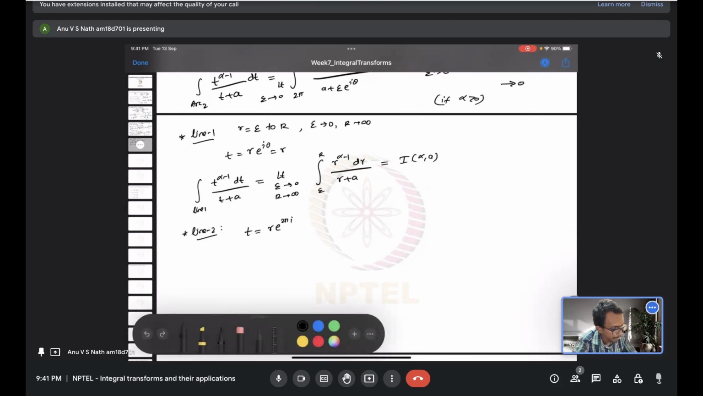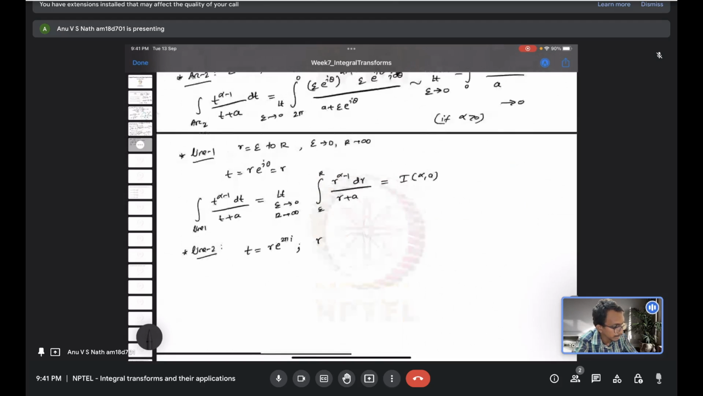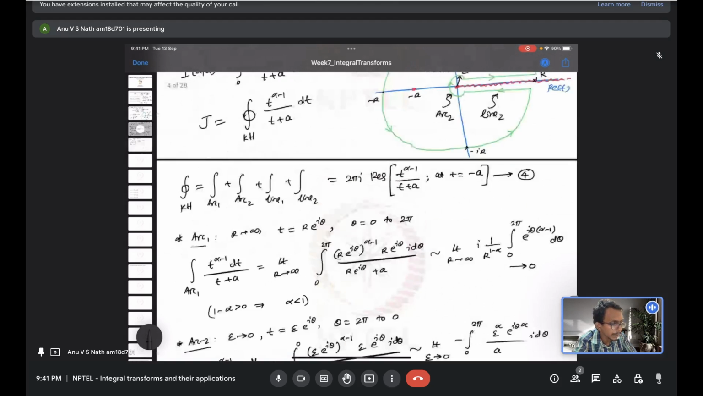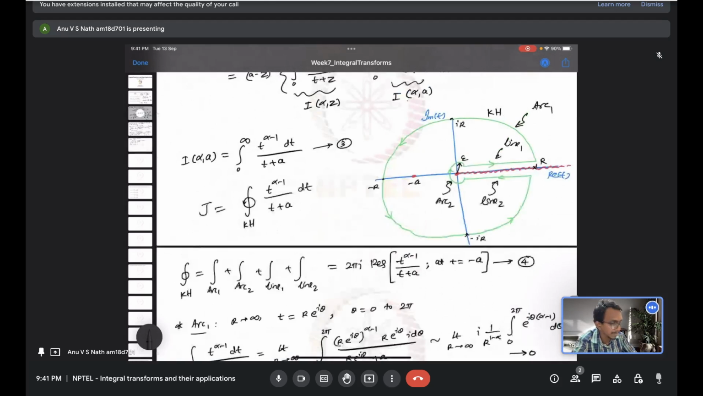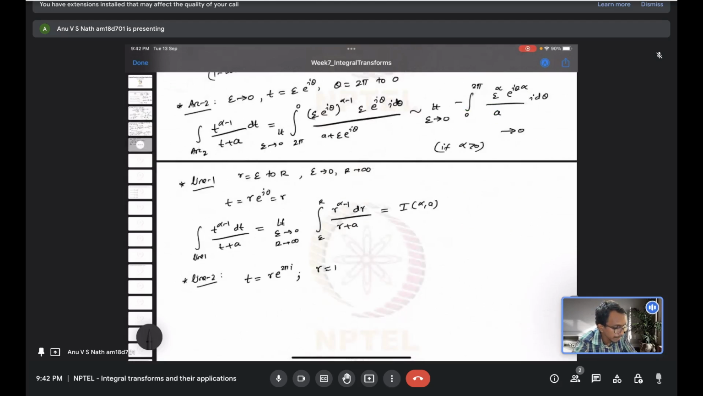But still, again, r, you can see the orientation, which is actually going from capital R to epsilon. Unlike line 1, line 2 has an orientation. In line 1, the arrow is pointing right side, but in line 2 the arrow is pointing left side, so the integration should be performed from capital R to small epsilon. So r should go from capital R to epsilon. Nevertheless, epsilon should tend to 0 and R should tend to infinity.